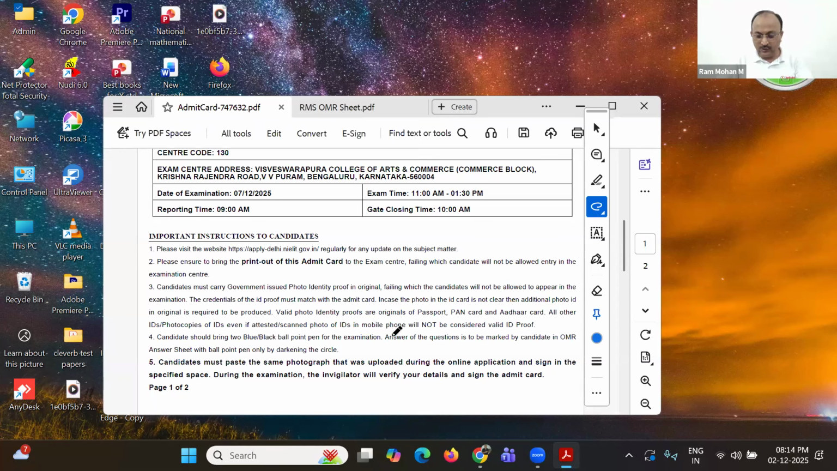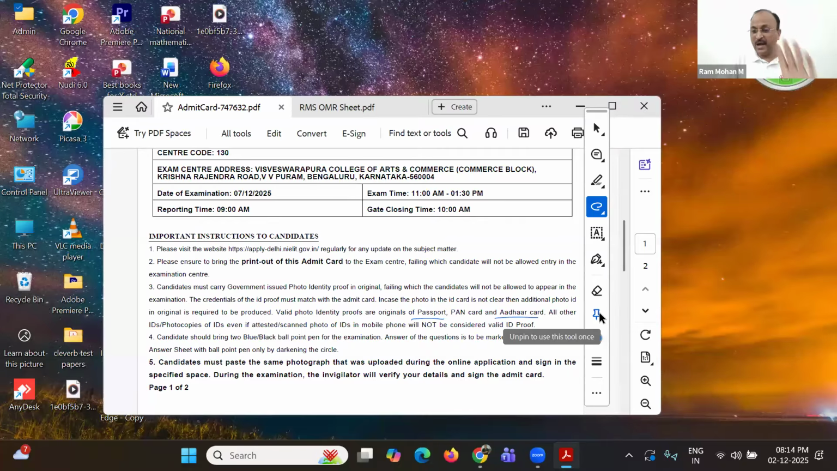Valid photo identity cards include the passport, if at all you have one. PAN card, normally you will not have. Your children will have either a passport or an Aadhaar card. All other ID cards, photocopies of IDs, even if attested, or scanned photos of IDs in a mobile phone, will not be considered valid photo ID.